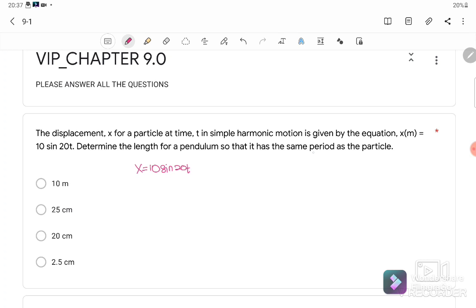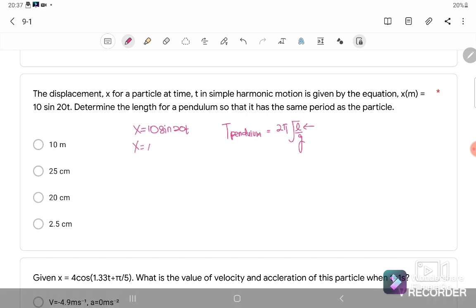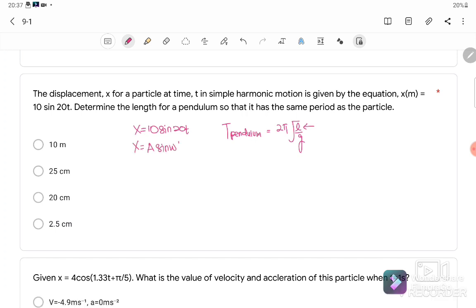Okay, so we want to find the period. The period for the pendulum, we know, is equal to 2 pi root of L over g. So we want to find the length here. Before that, the question already mentions that the period of the pendulum is the same as the period of the particle. From here we know that x equals A sine omega t.